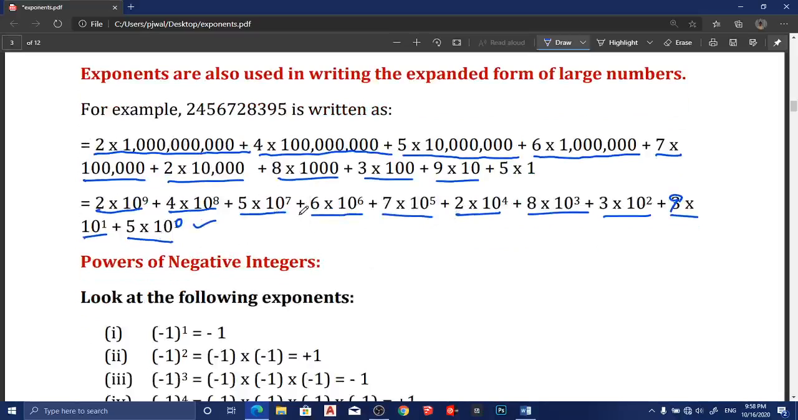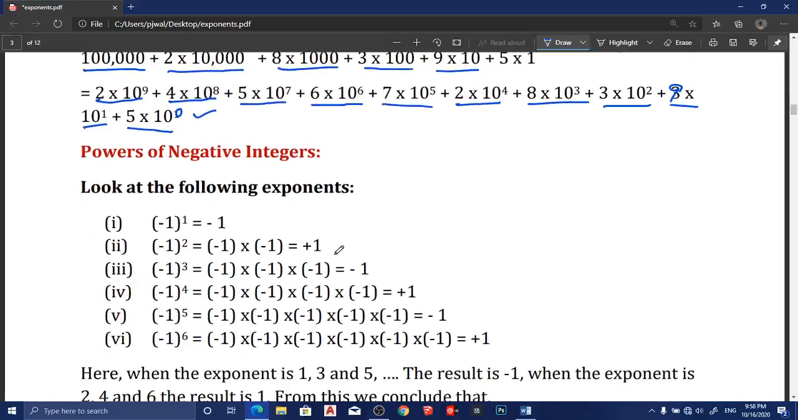So next, powers of negative integers. Already you know that in integers, if you multiply any number of positive integers, you will get only a positive number. For example, plus 1 into plus 1 into plus 1, like that, if you multiply any number of positive numbers, you will get plus only, because plus into plus is plus.